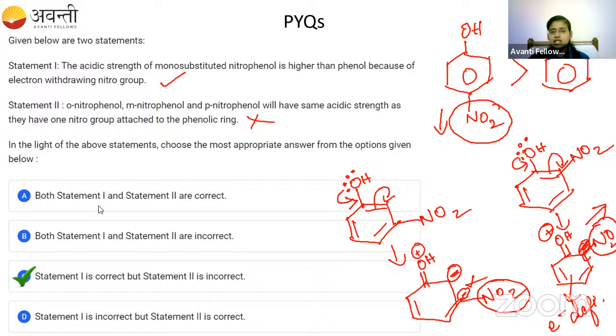So like this, all three phenols will have different acidic strength. Got it? Did you get it? So all electron donating groups are ortho para directing groups. Okay? Clear? So we will do one more question.